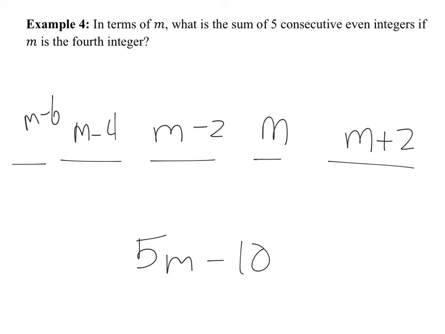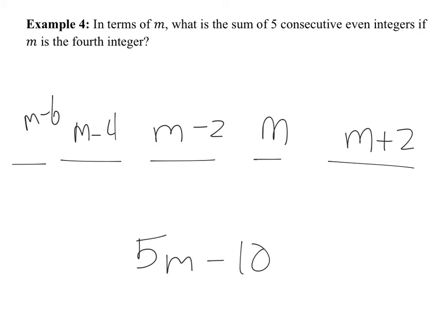What if it didn't say odd or even? What would the answer be? 5m minus 5m minus 2. Plus, no, minus 2. Not minus 2. 5m minus 5. 5m minus 5. Let's go over that real quick.